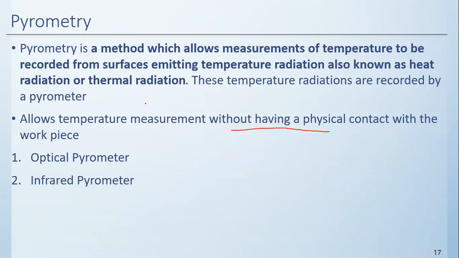Okay. And you have two types: optical pyrometer and infrared pyrometer. Those are two instruments working on this pyrometry. So simply, pyrometry is a science of measuring temperature without having physical contact with the workpiece.